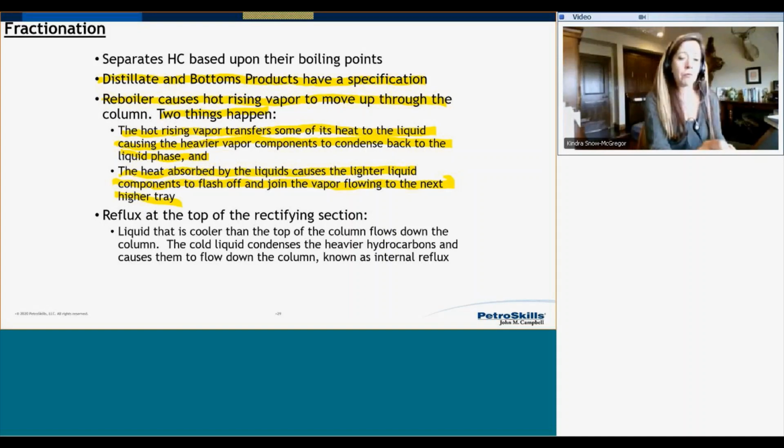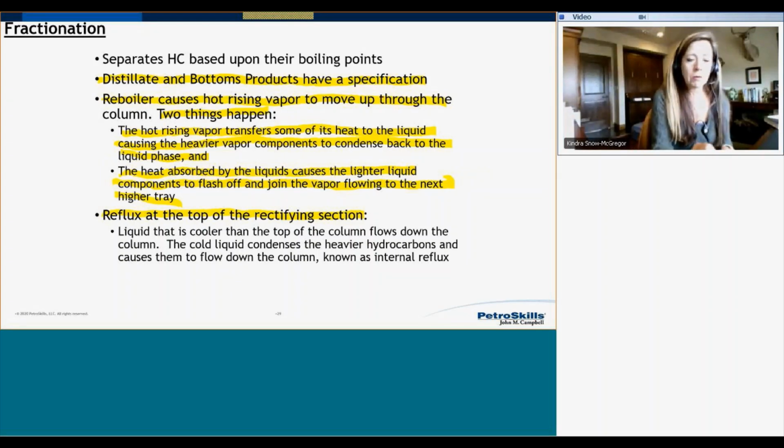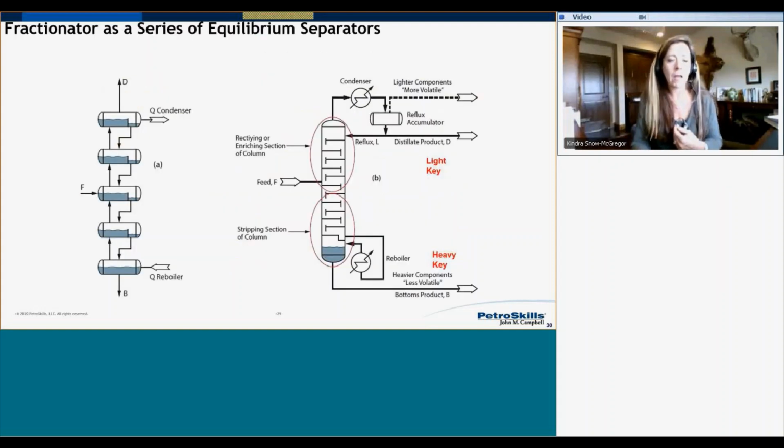And remember, I have reflux coming at the top of the column, and so that's in the rectifying section. And so this is liquid that is cooler than the top of the column. It's flowing down. And so essentially, that's going to condense out any heavy hydrocarbons and cause them to flow down to the bottom of the column, and this is known as internal reflux. And so in a very simplified manner, I can think about my fractionator as a series of equilibrium separators.